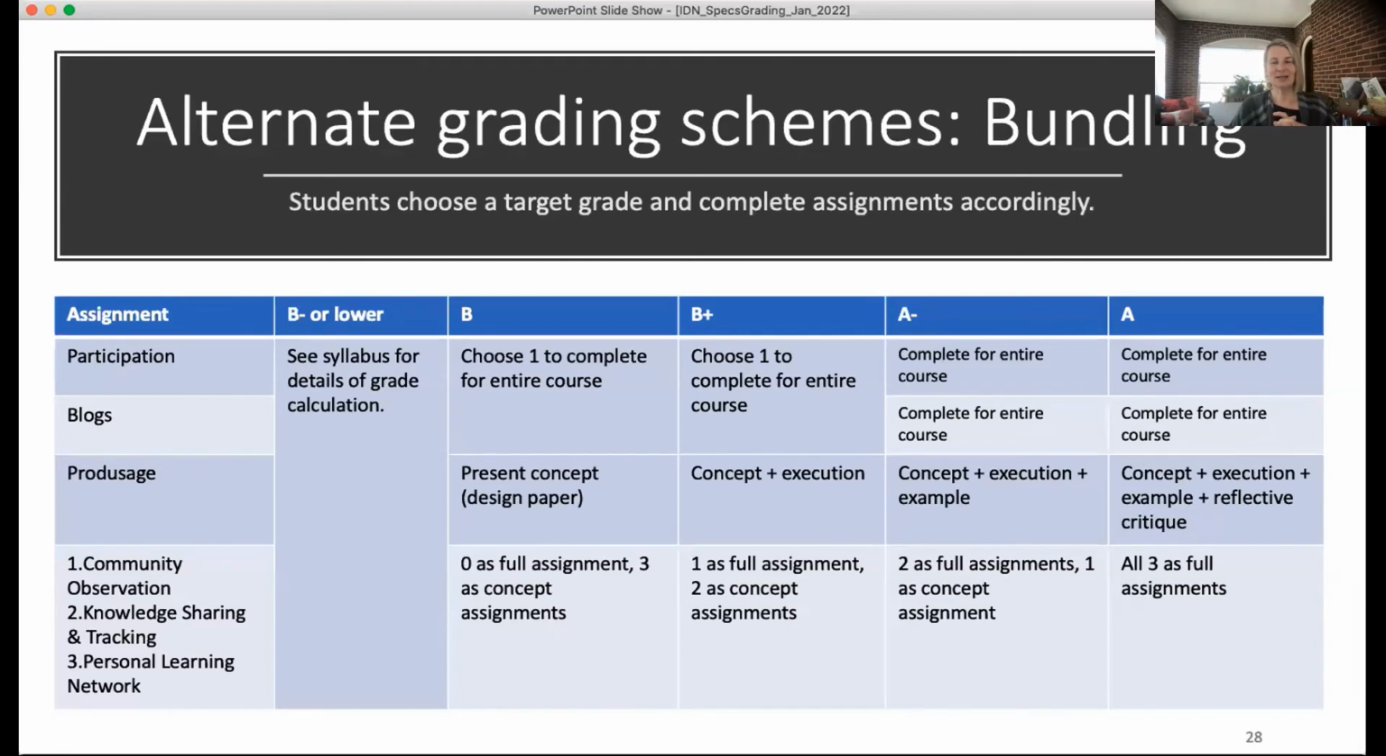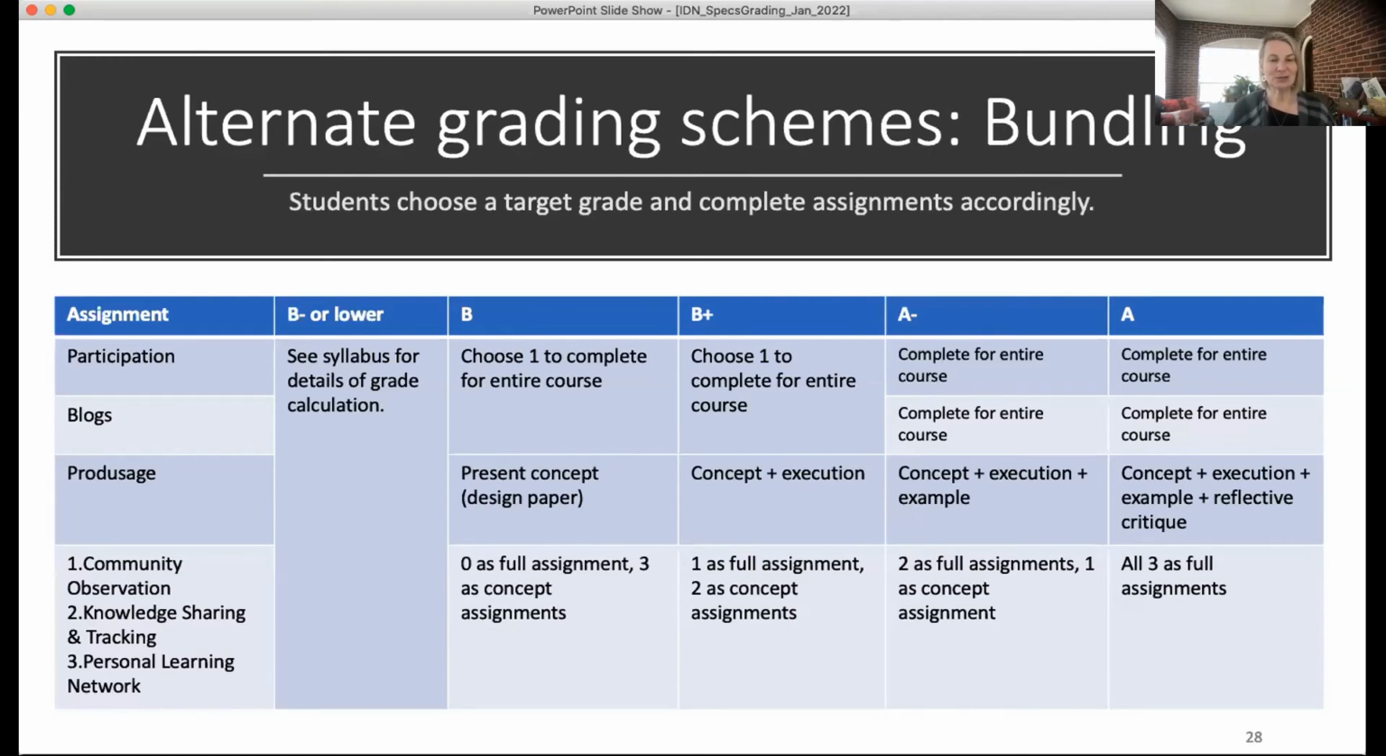Bundling is when you make a decision about combinations of assignments that need to be done in order to earn a certain grade or outcome in the course. And this is from that master's level course I was telling you about that has the concept level and the full level assignments. And so I made some decisions about what an A should look like, what an A- should look like.